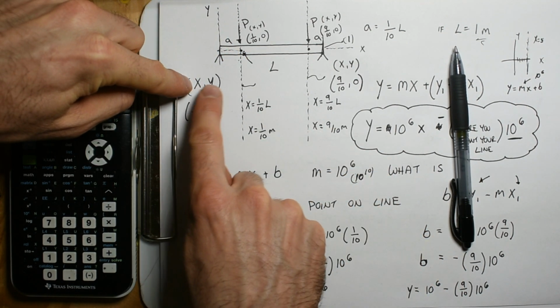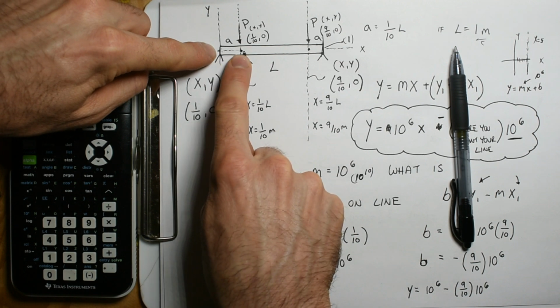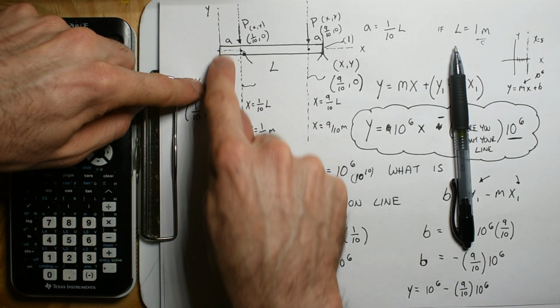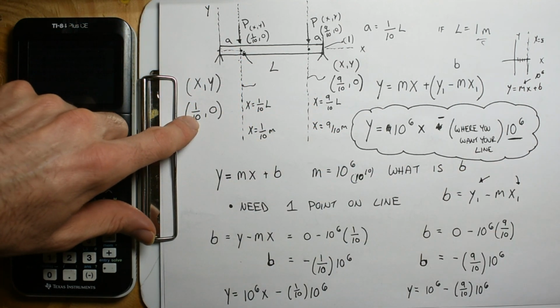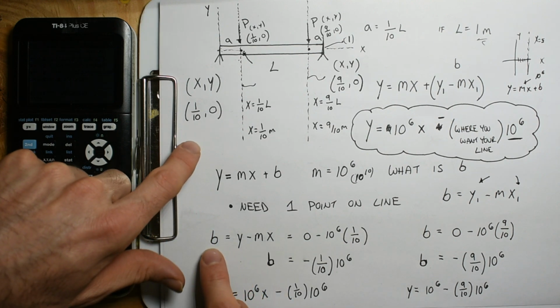So our point is x, y. The x is going to be 1/10. The y direction is going to be 0. So let's plug that into this equation.